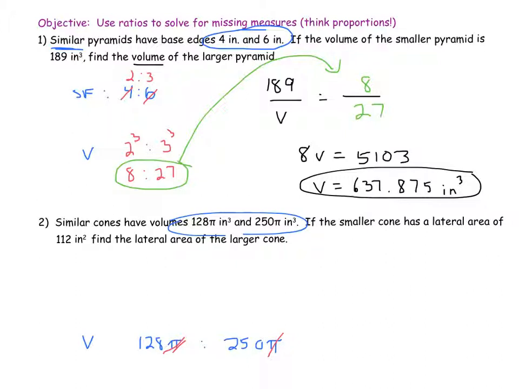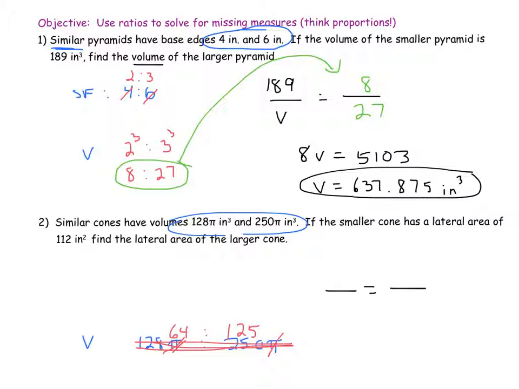I'm getting a ratio of 64 to 125 when I go ahead and reduce 128 and 250. So I'm going to keep that as my ratio of volumes. And maybe this time we want to set up our proportions, see what information we have.